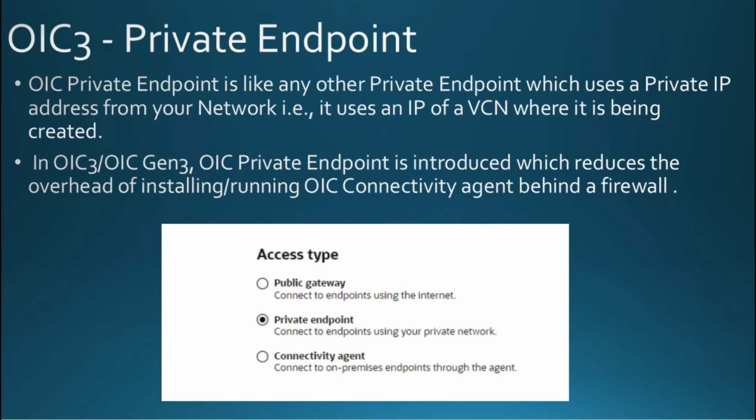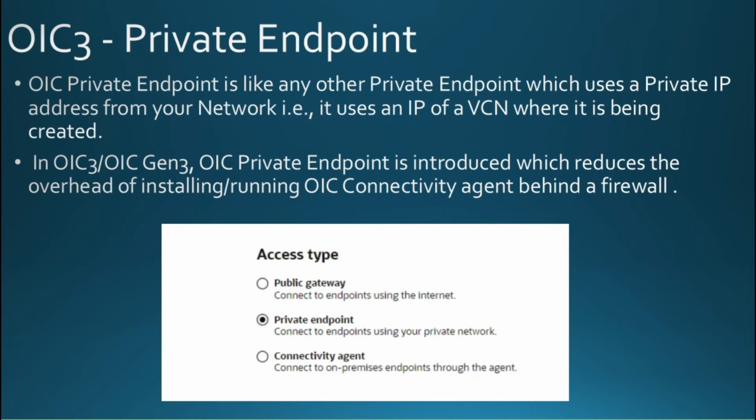Next one is private endpoint connectivity. This feature is enabled in Gen 3. Until Gen 2, if you want to access a resource behind a firewall, like if you want to connect to the database or FTP server or anything, we usually install the connectivity agent, and in the adapter configuration we mention all the details.